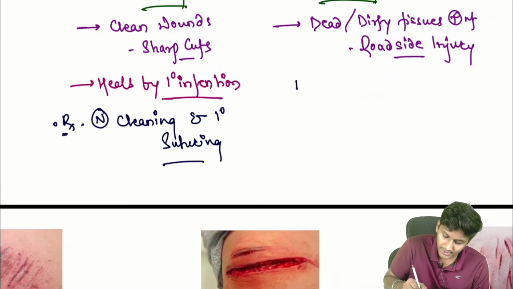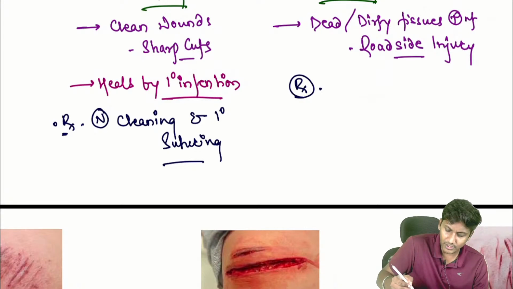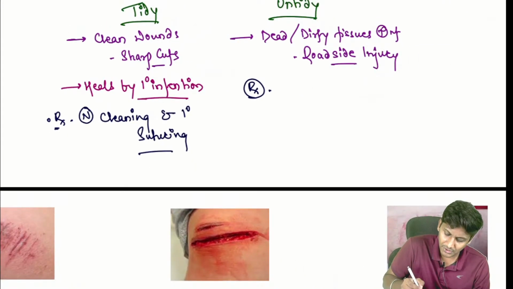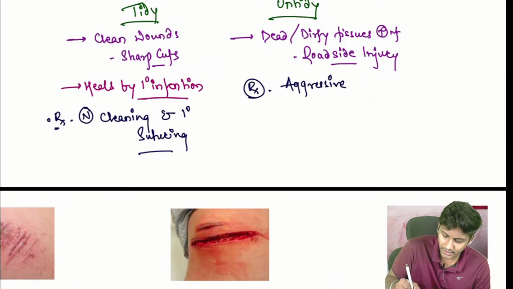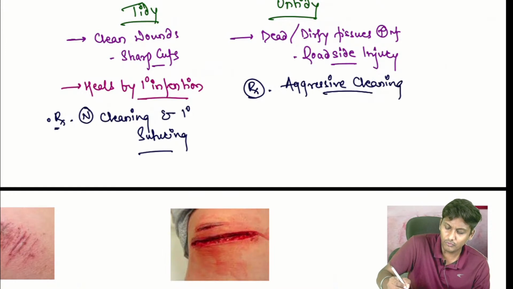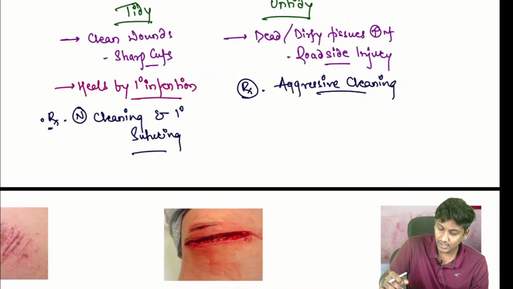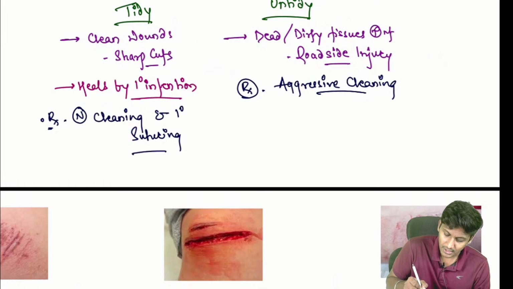But if I talk about the untidy wounds, what is required for the untidy wound? Definitely untidy wounds are going to require aggressive cleaning. We have to clean them a lot. And what is used for cleaning for these type of wounds? Definitely we have to use a lot of things. That means we have to use normal saline as well, NS.